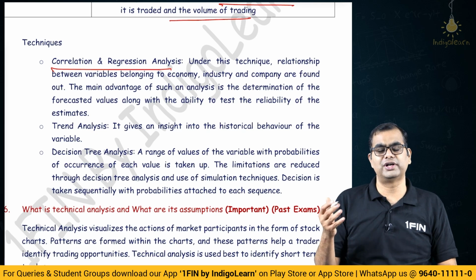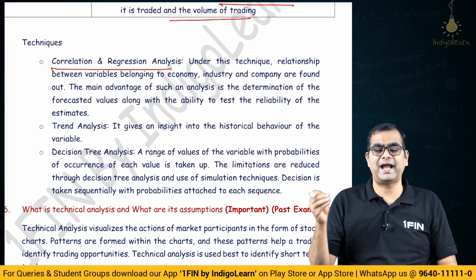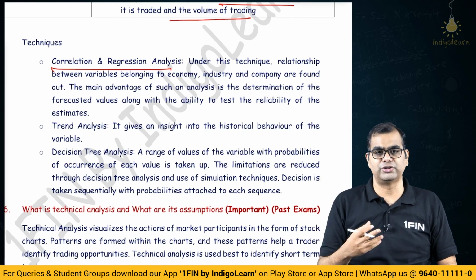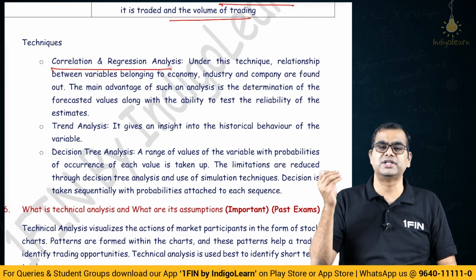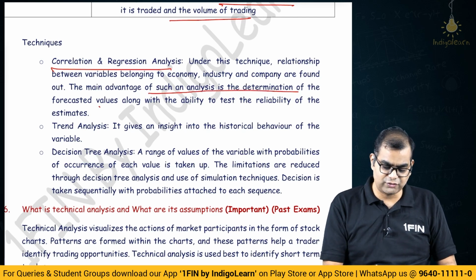You try and find out correlation or regression between various economic factors, industry factors and the prospects of the company. Let's say company sales, correlation with overall industry revenue. Company sales, correlation with GDP or national income. So things like that. The main advantage of such analysis is determination of forecasted values along with the ability to test the reliability of estimates.